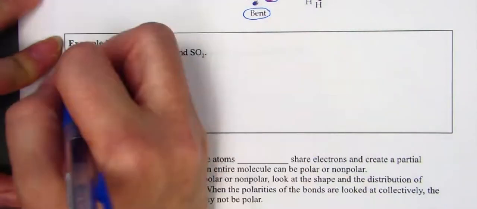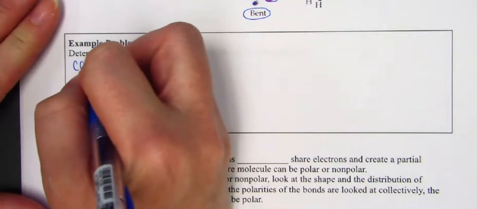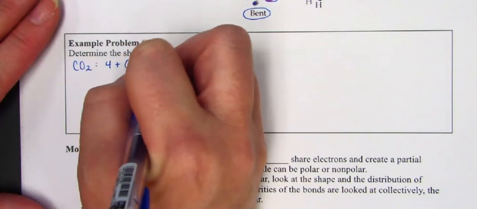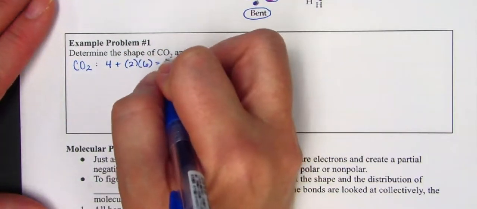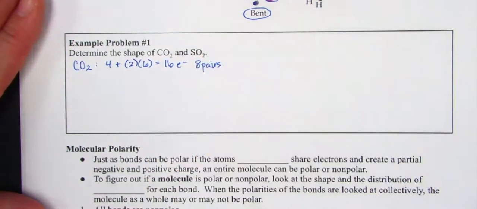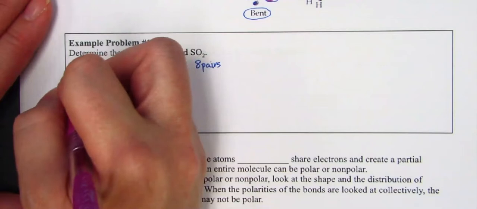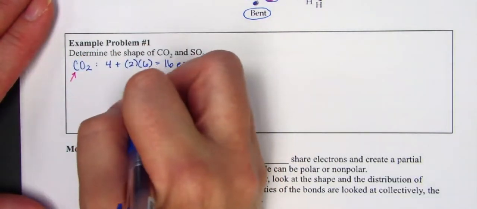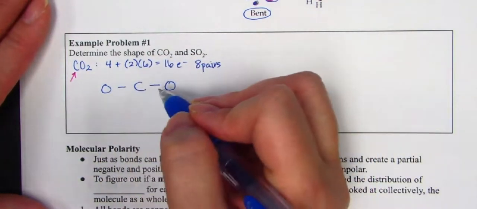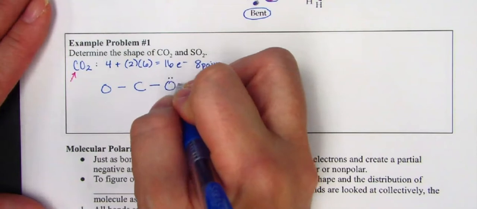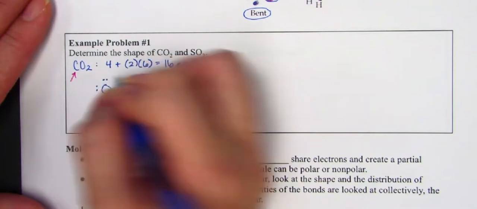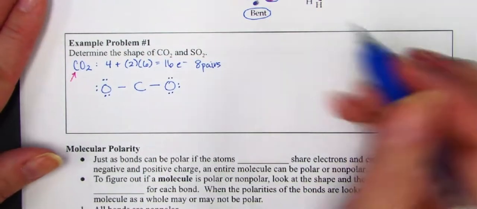So for CO2, the first thing we need to do is the math. I have 4 valence electrons from carbon, and I have 2 times 6 valence electrons from the oxygen for a total of 16 electrons. Or 8 pairs. Next, I choose which atom is going to go in the center, and that's going to be my carbon. So carbon will go in the center. I'm going to attach the oxygens around it. And so I've used 2 of my 8 pairs. There's my 3rd, 4th, 5th, 6th, 7th, and 8th pair. So all 8 pairs are now used.